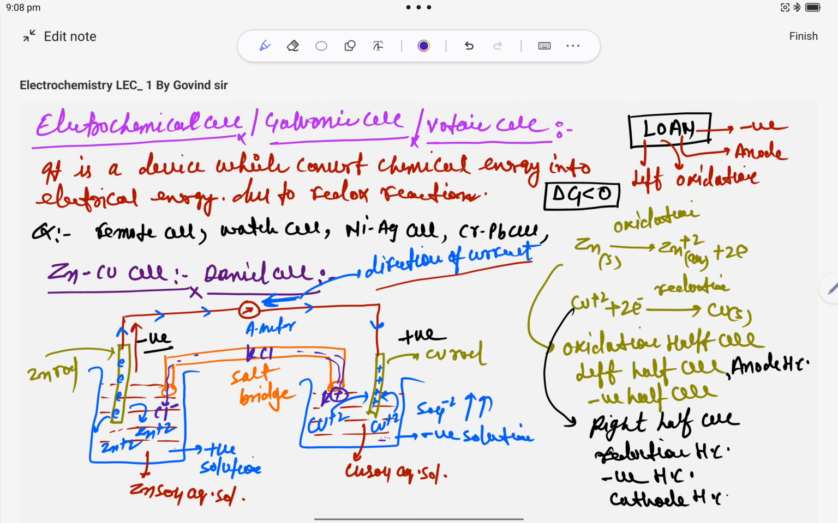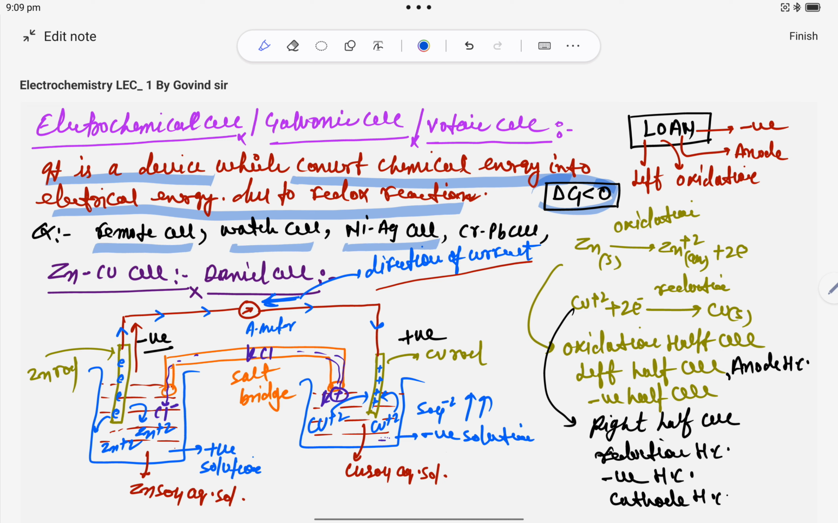Any confusion you can ask. Once again I will repeat. Electrochemical cell, what, children? It is a device which converts chemical energy into electrical energy due to redox reaction. Spontaneous redox, that means delta G less than 0. Remote cell, watch cell, nickel silver cell, chromium lead cell. In our syllabus, this cell is there, zinc copper cell. In one container, zinc solution, zinc rod. Second container, copper sulfate solution, copper rod.